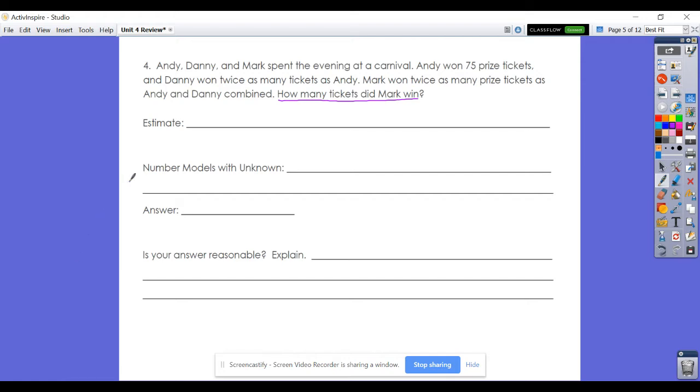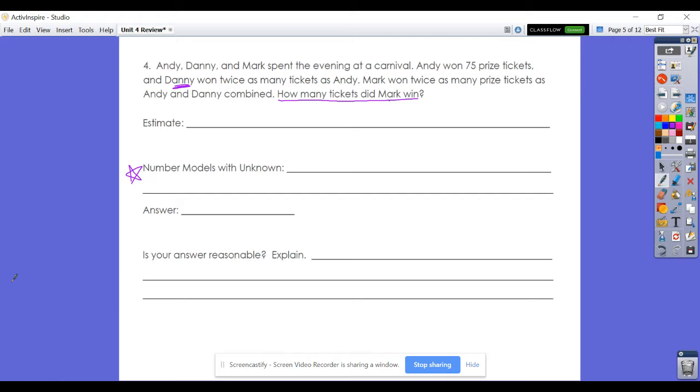I actually like to start with finding my exact answer, and then I go back and do my estimate. It doesn't matter what order you do them in, but personally, I find that works better for me. So I know I need to find how many tickets Mark won. Before I can find that, I'm going to need to know how many Danny won, right? Because if Mark won twice as many prize tickets as Andy and Danny, first I need to know Danny.